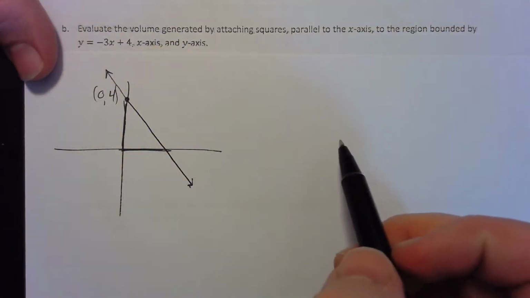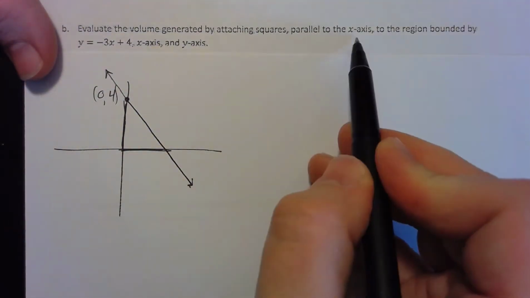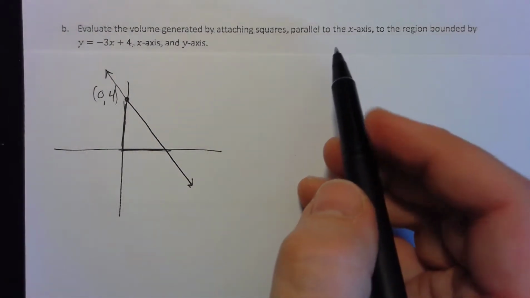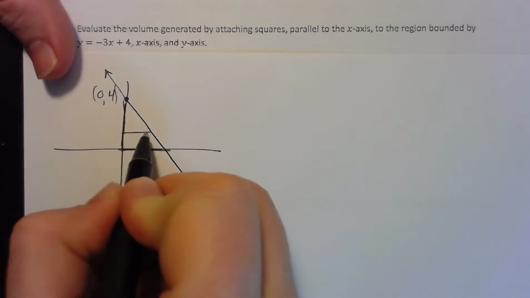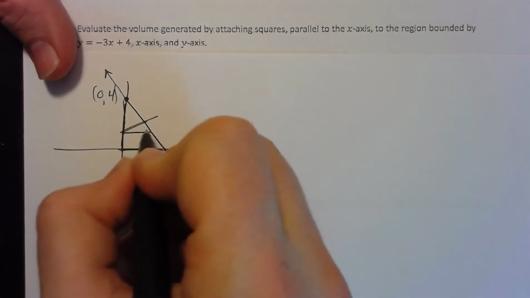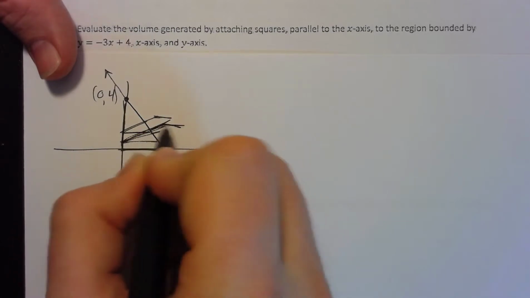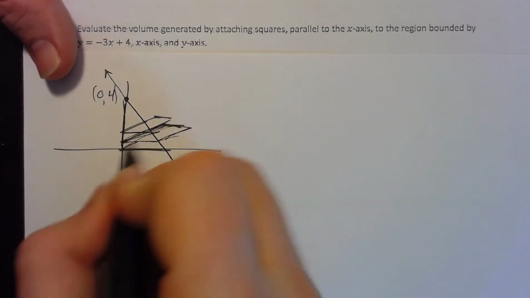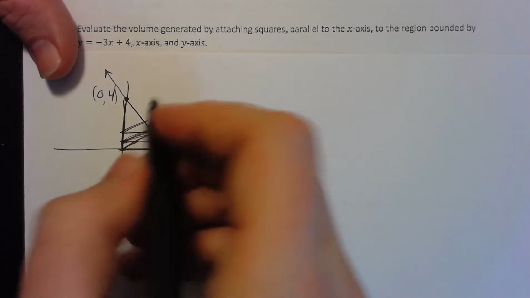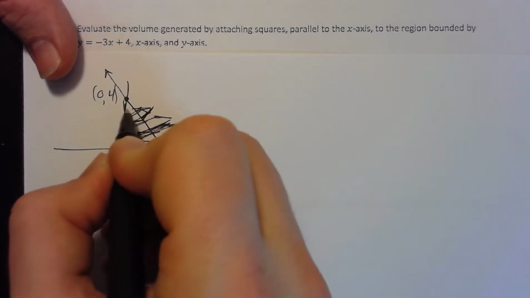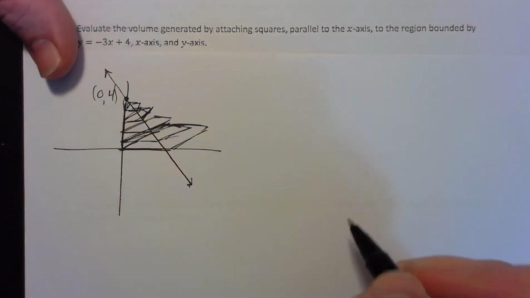Again, we're going to have the x-axis and the y-axis as both regions, and the idea is to attach squares parallel to the x-axis this time. So the difference between this one and the previous example is that our squares will be attached in this direction. So that means we're going to have some object coming out of this space here. Every time I graph this, it's going to be a larger square going in this direction, and a smaller square going in this direction.